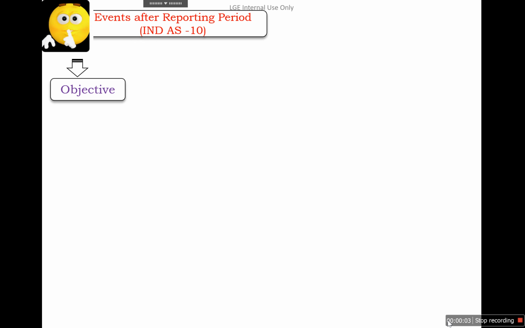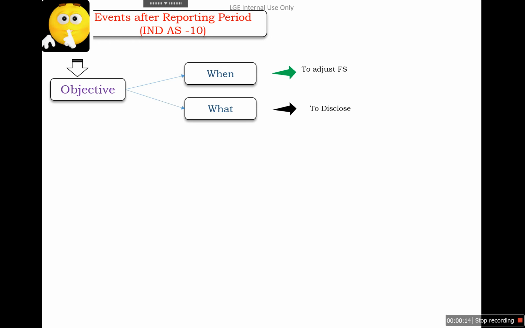Namaste. In this video, we'll discuss Ind AS 10, which talks about the events that have occurred after the reporting period. The objective of Ind AS 10 is to prescribe when we need to adjust the financial statements and what we need to disclose. In respect of disclosure, we need to disclose the date of approval of the financial statements and the events that have occurred after the reporting period.